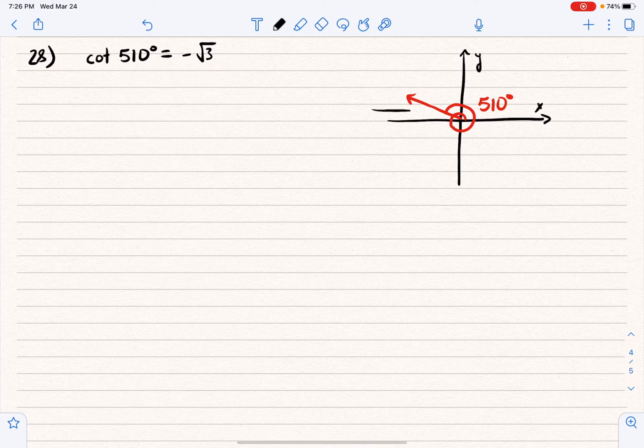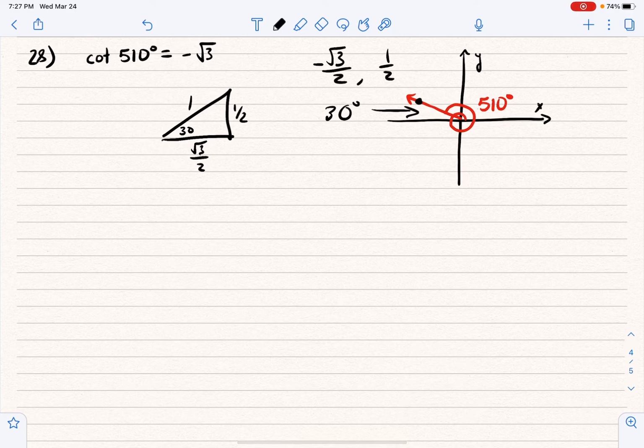Okay, for this one, the reference angle, clearly 30 degrees. And so I know that I use my 30, 60, 90. Here's my 30 degrees, 1, 1/2, square root of 3 over 2, except I'm back over here. So it's going to be negative square root of 3 over 2, 1/2. Cotangent, again, is x over y. So I do x, negative square root of 3 over 2, over y, 1/2. The 2's cancel out. I get negative square root of 3.